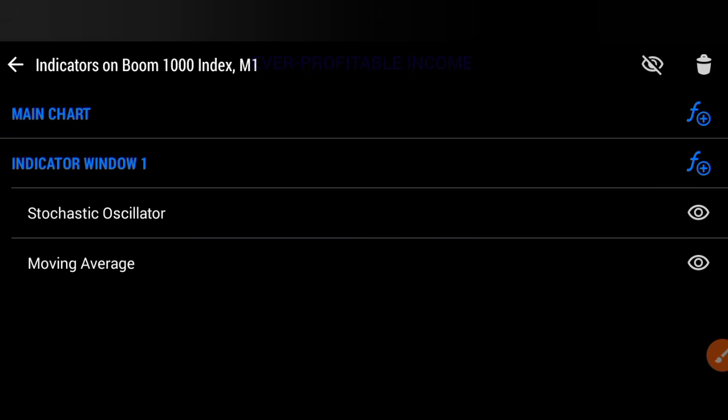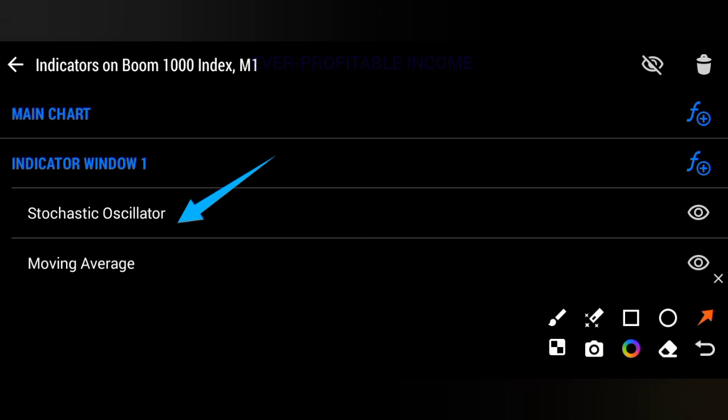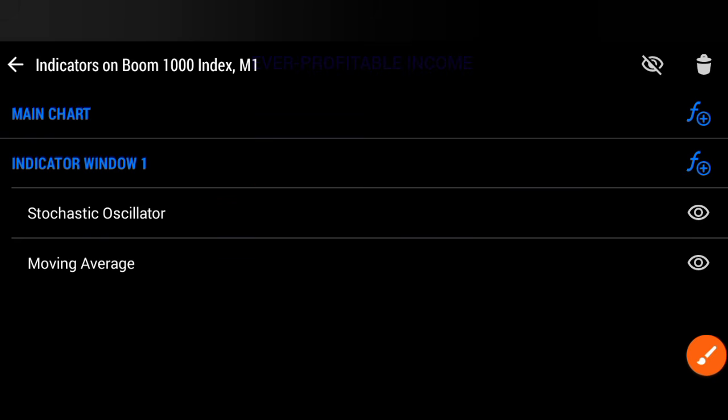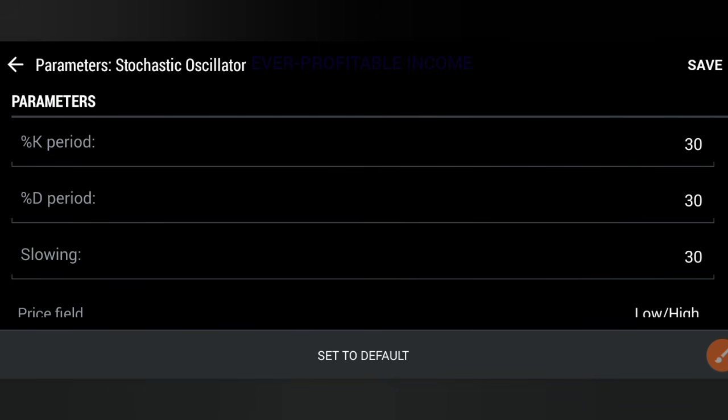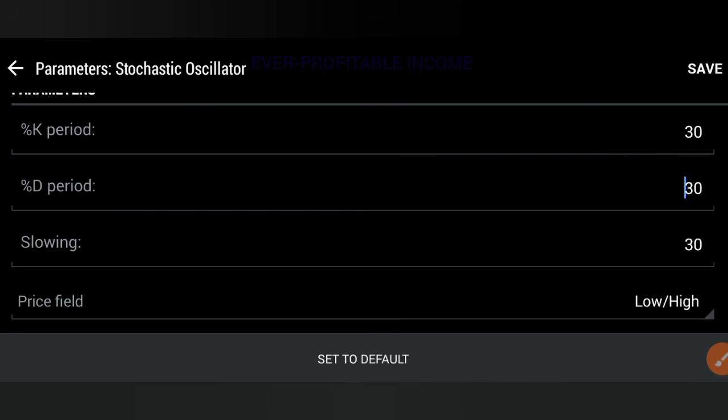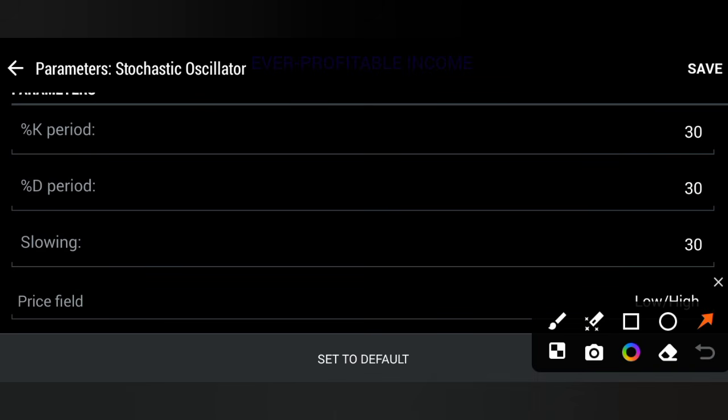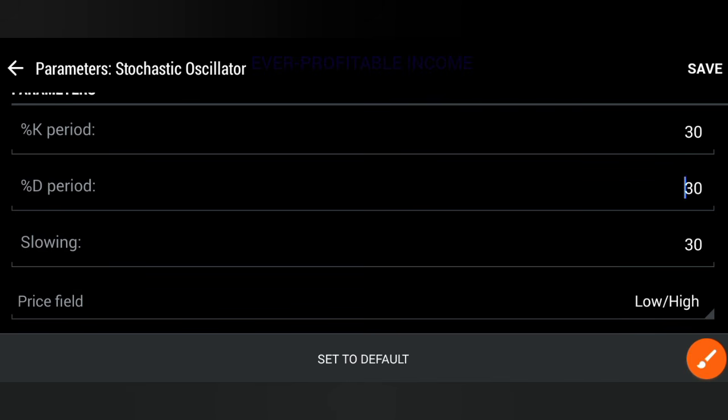Okay, so on the indicator window, these are the indicators we are using for today: the stochastic oscillator and then the moving average. Let's check out the setting of the stochastic oscillator. These are the parameters of the stochastic oscillator. Just screenshot it so you don't forget it. We have the K period to be 30, the D period to be 30, and the slowing to be 30. And then we have the price field to be low high. Take note of that.